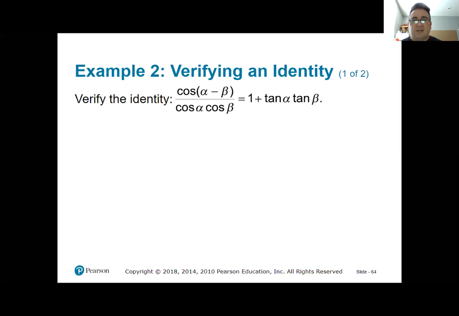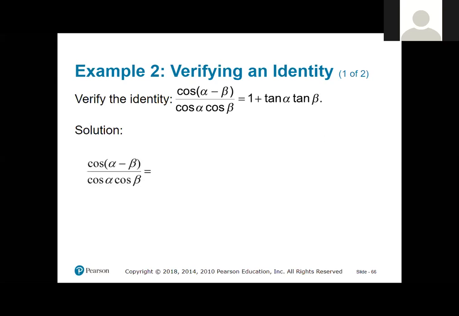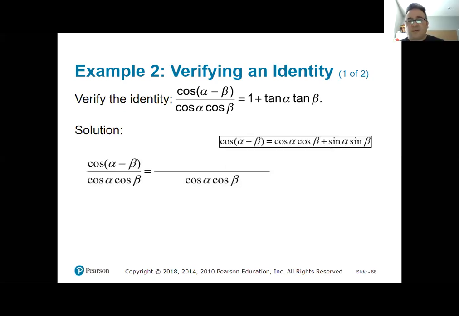And they gave us a clue because they gave us cosine of alpha minus beta, right? So we're going to start off with the left side. So what does that equal? Well, what is my formula again? Cosine alpha times cosine beta plus sine alpha times sine beta. Good job, Jesse. That is my formula, and I'm just going to rewrite the numerator just like that on there.